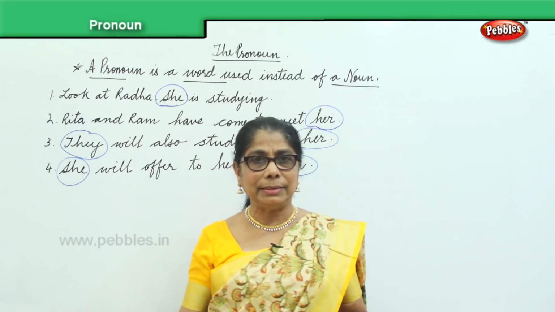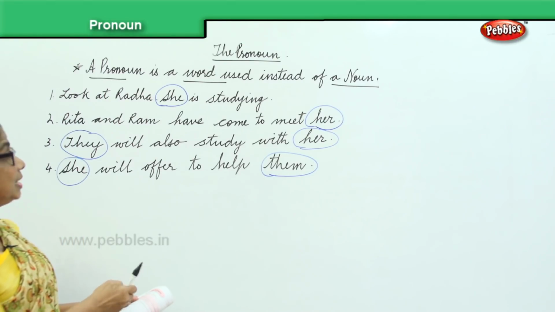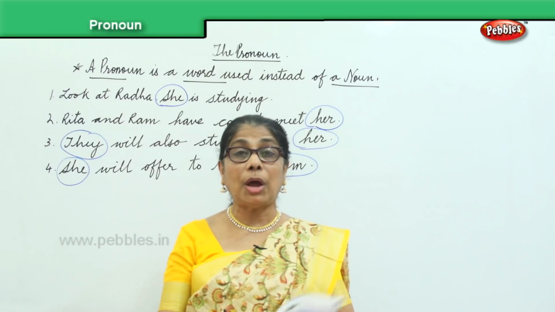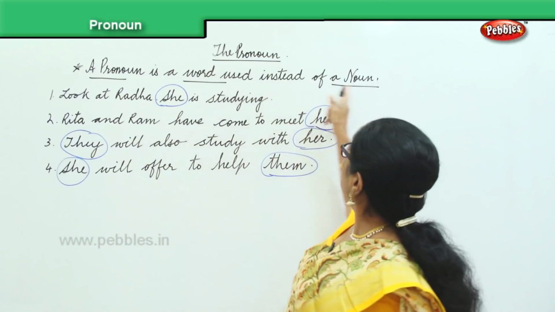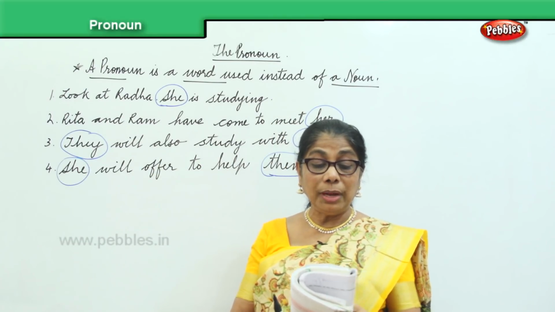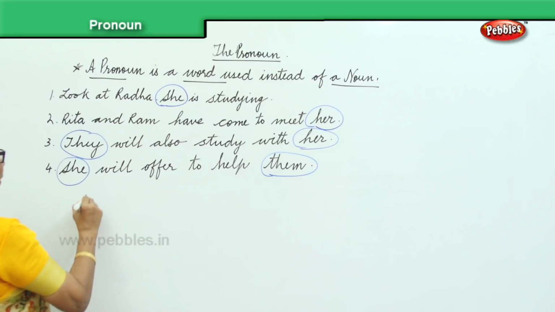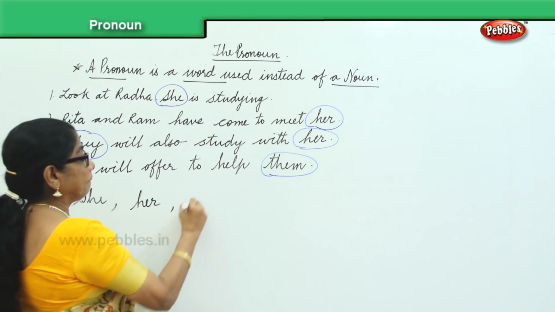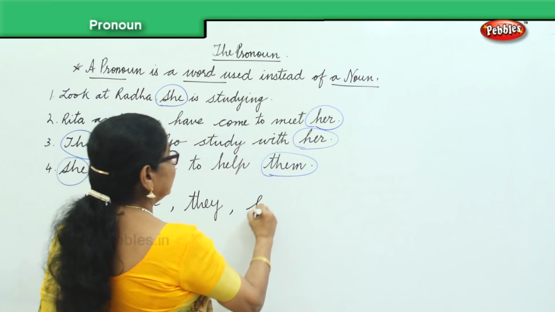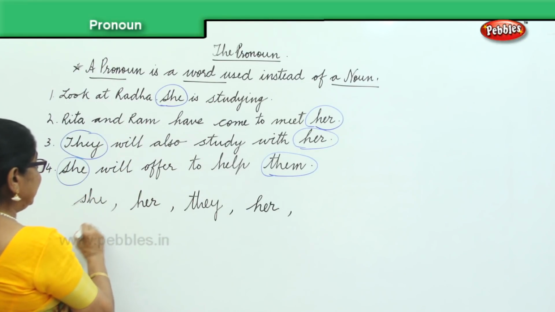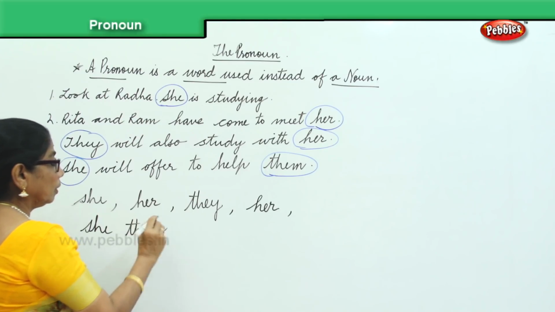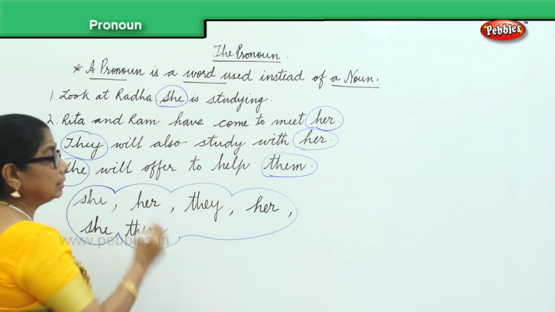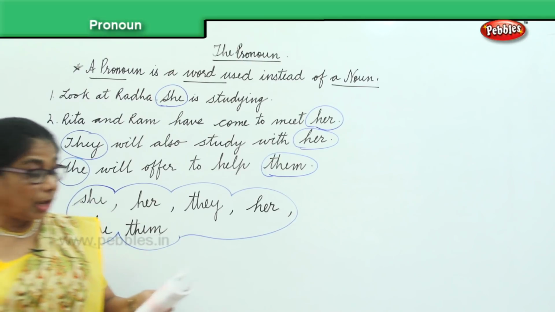Now, look at the words that I have circled. She, her, they, her, she, them. All these are pronouns. What are pronouns? Words used instead of a noun. We have used these words instead of a noun. So we have here the words she, her, they, her. Then we have some more: she, again, them. All these words are used instead of the noun, and we call these pronouns. All these words used instead of a noun, they are all pronouns.